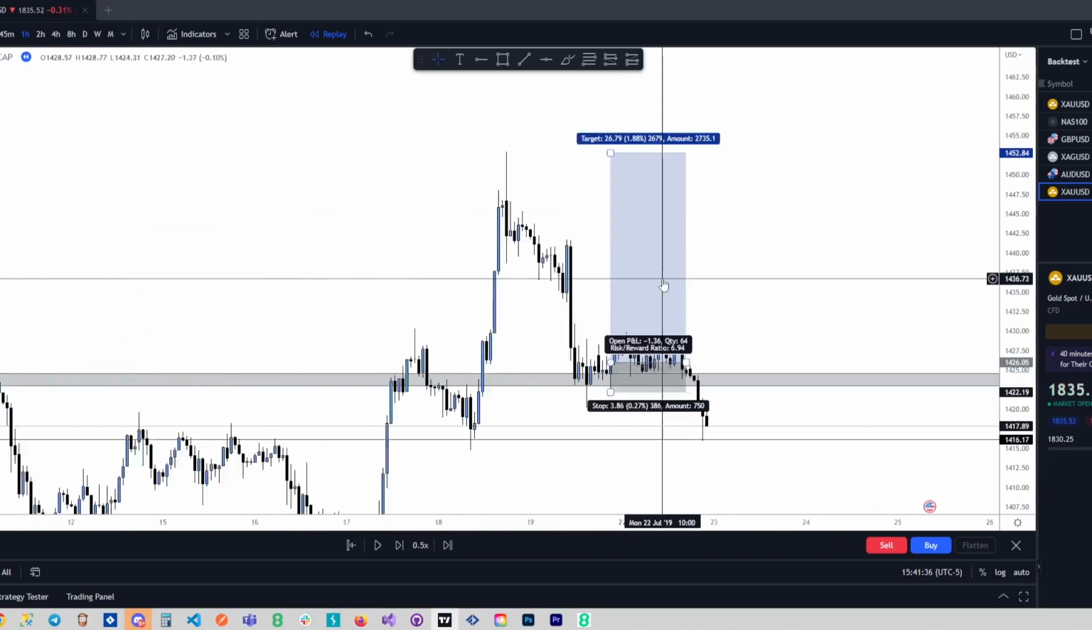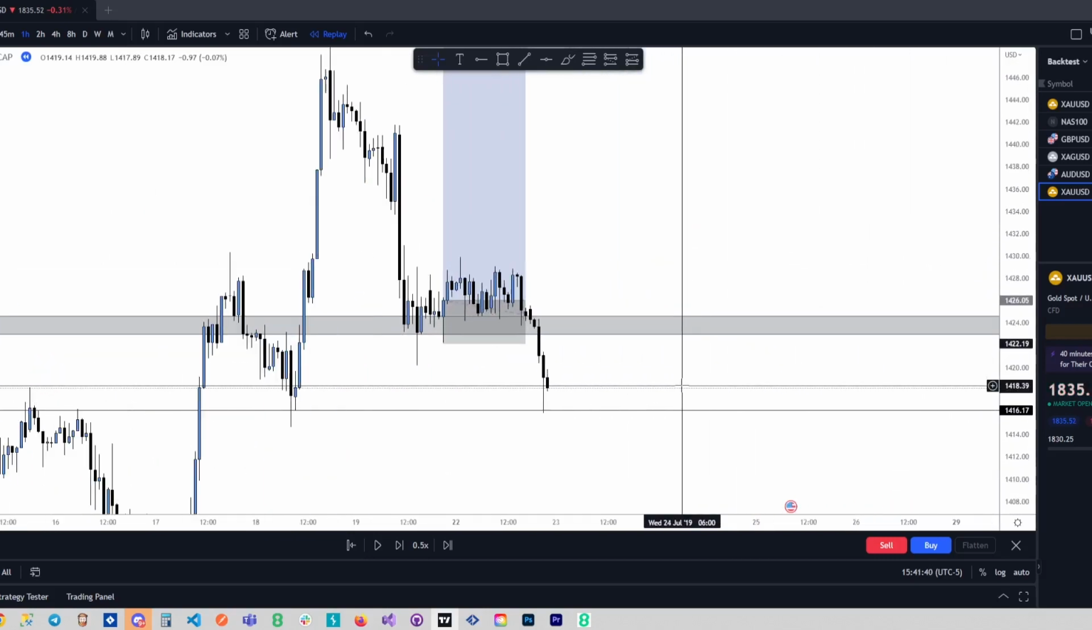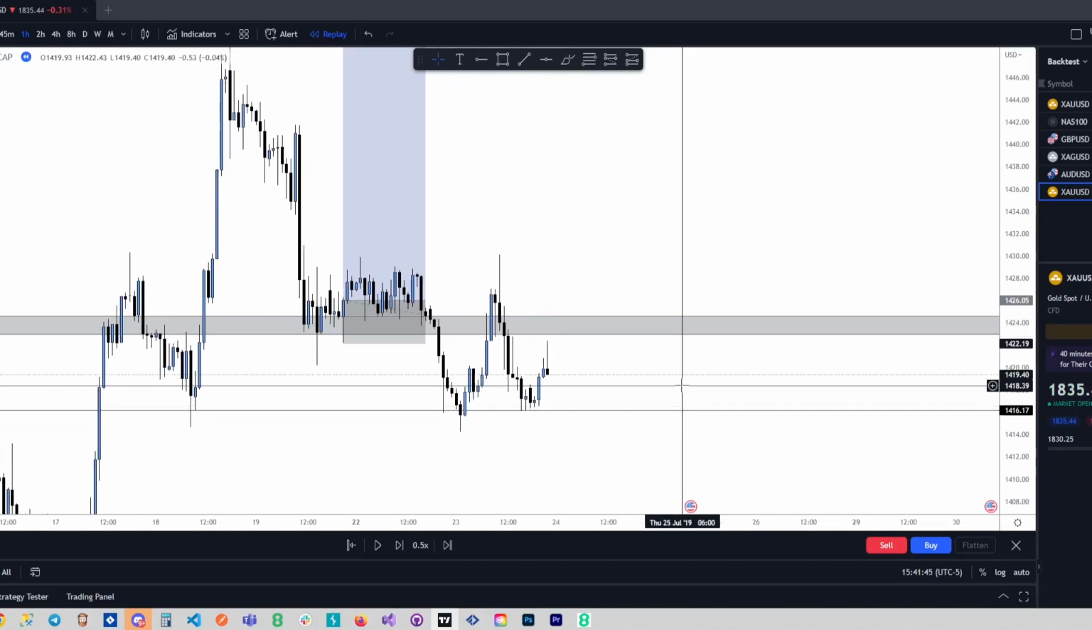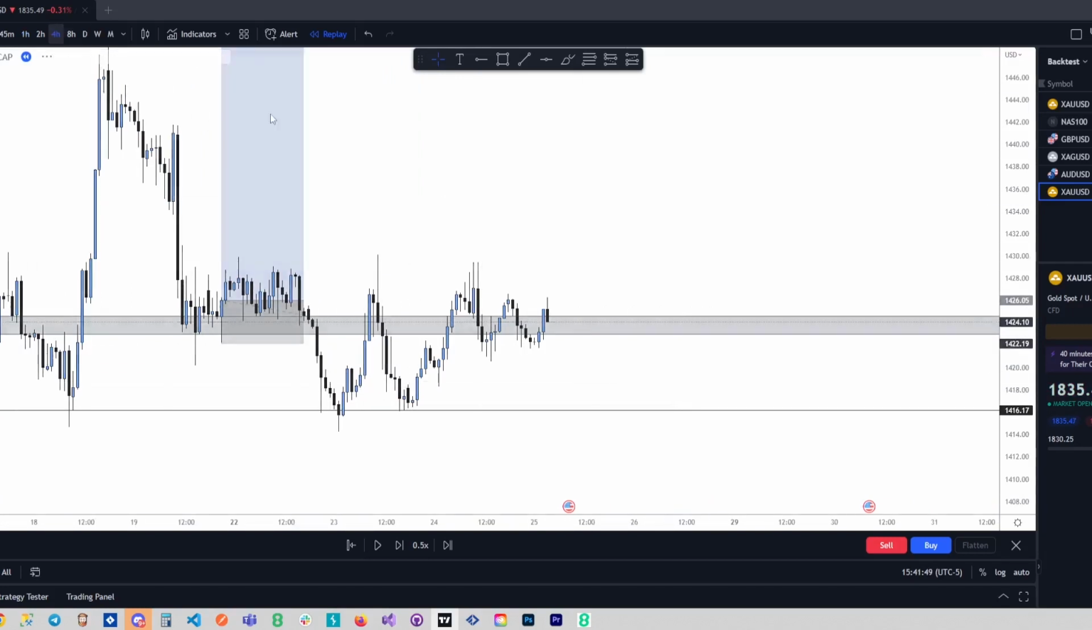Okay, we got stopped out. Saw a little bit of profit, we got stopped out. So price is now back below here. Let's see what we can get over here. Can we break back above, or are we going to break below?